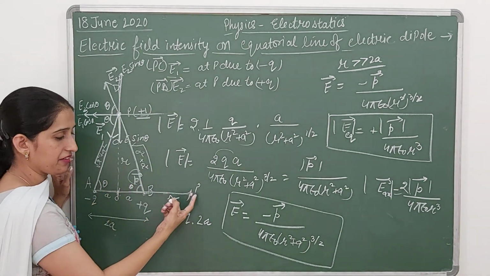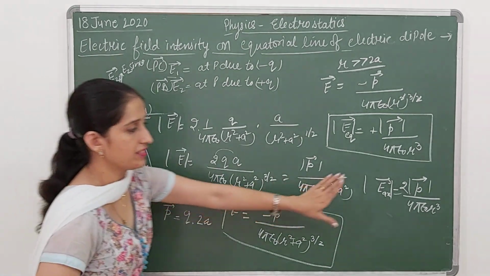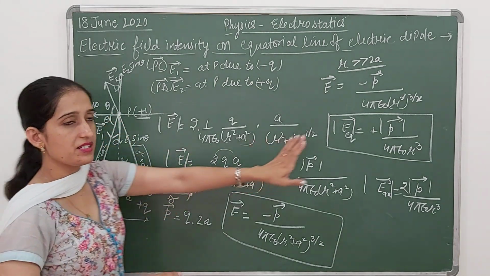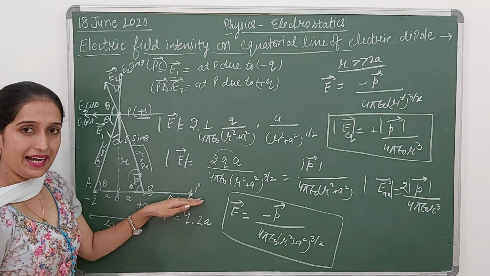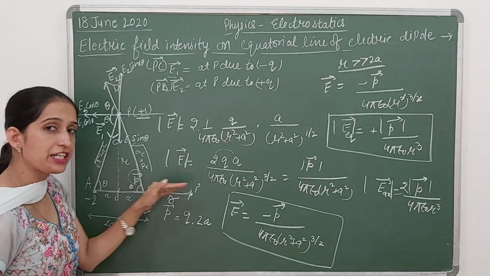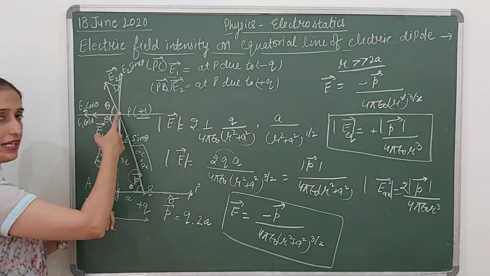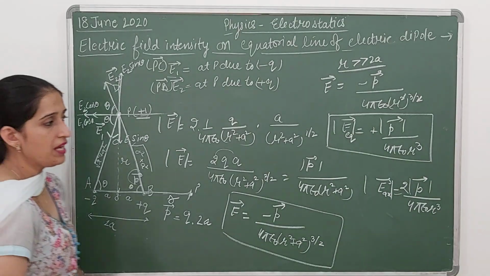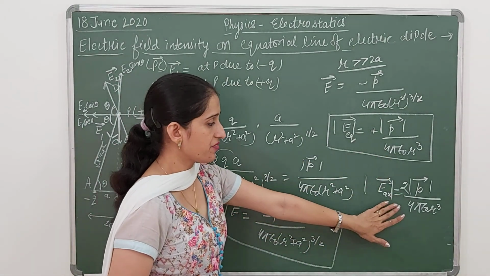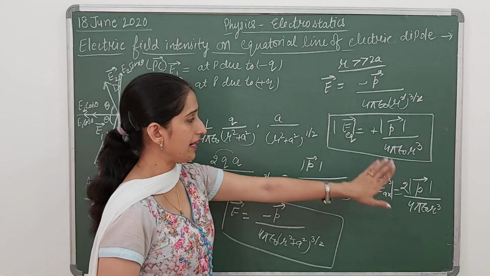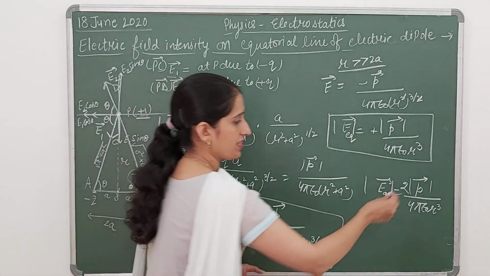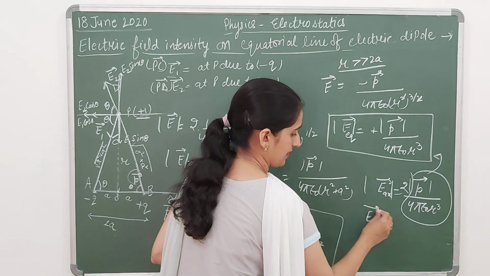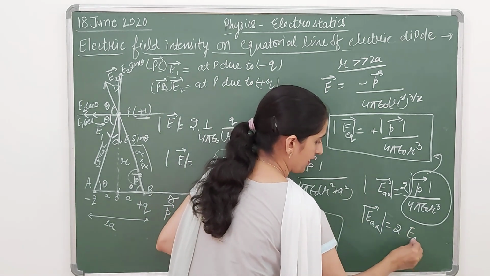Firstly, we measure the electric field intensity on the axial line and we get this value, and then we calculate the electric field intensity on the equatorial line, which gives this value. On the axial line, the electric field intensity was in the direction of the dipole moment. On the equatorial line, the direction of the dipole moment is opposite to the electric field intensity's direction. If we compare the magnitudes, this one is on the axial line and this one is on the equatorial line. This part is the same, so I can write E axial is equal to 2 into E equatorial.